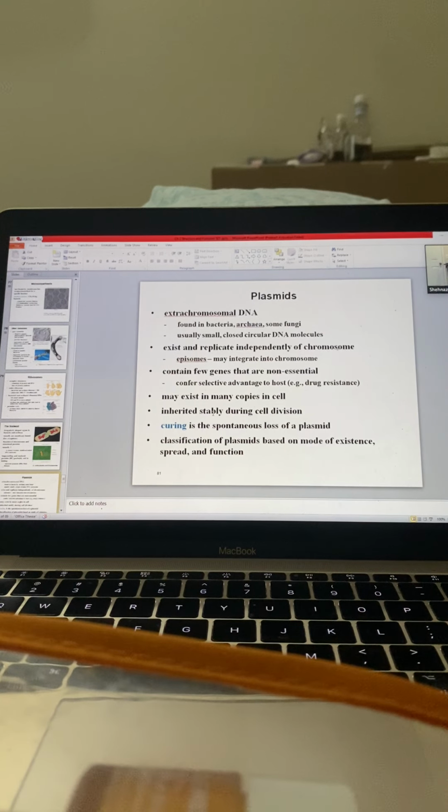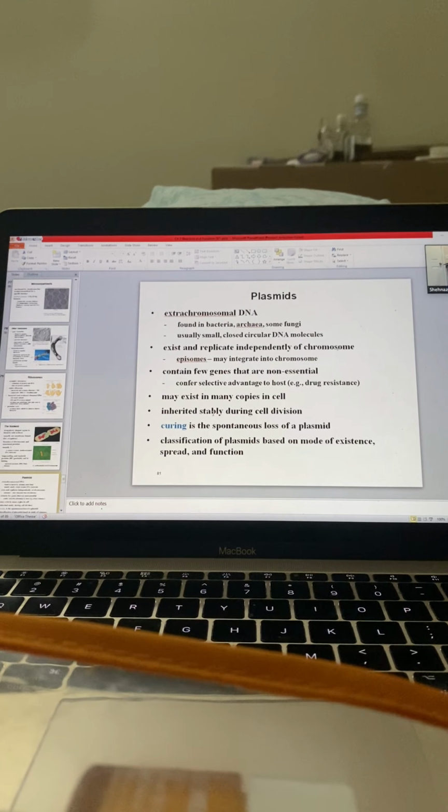Okay. There is a process that we used to call curing, which is, of course, a spontaneous loss of a plasmid. And this would occur if during the division there is no representation of a plasmid, and all the copies went to one of the daughter cells and didn't come into the other daughter cell. The one that did not get a plasmid would be cured of a plasmid. So curing is the phenomenon we call when a spontaneous loss of a plasmid occurs.